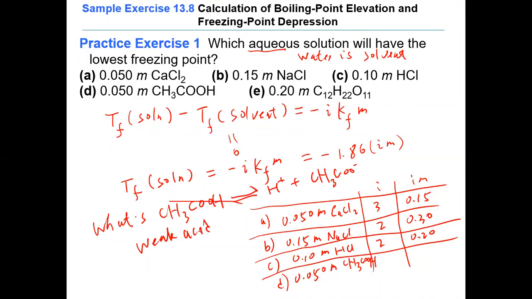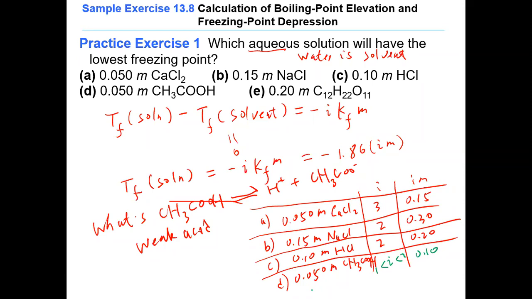So therefore, what do you think of the i for this acetic acid? Give me a range. You don't have a number because it's a weak acid. It will be more than what, less than what? More than one, less than two. Good. So i is more than one, but less than two. Okay. If you even take the magnesium two, so it gets 0.10. Okay. So the last one, let's squeeze in here.